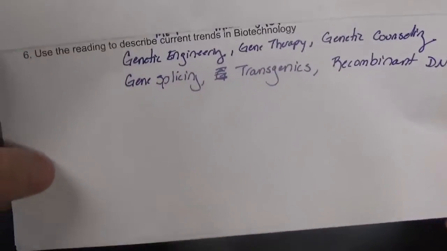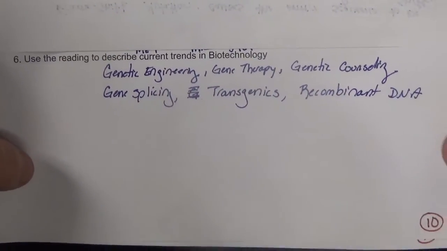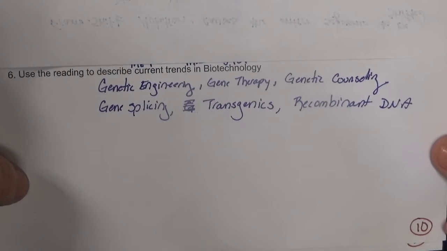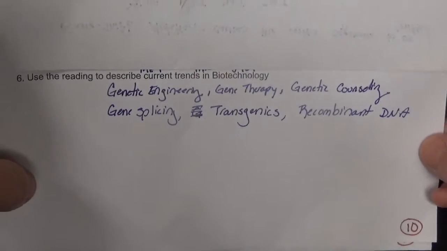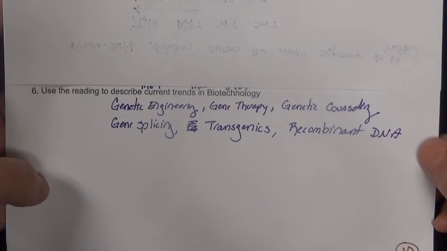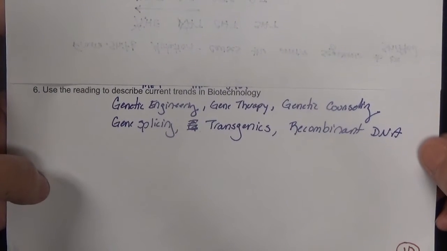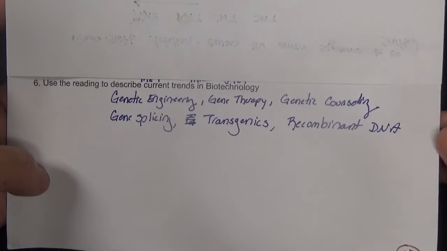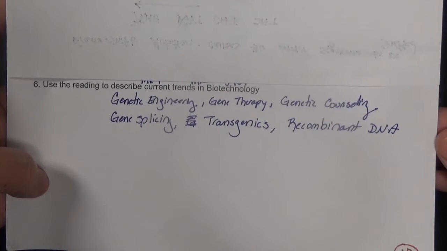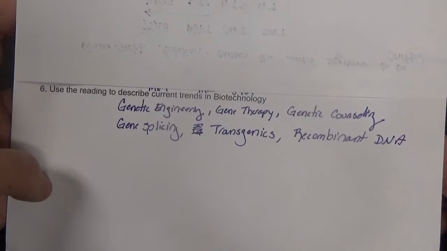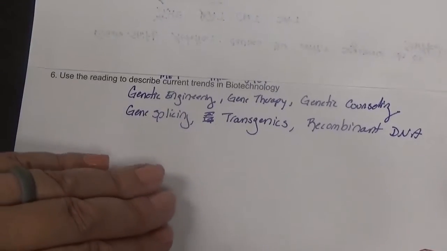Number 6, again, this is just a lot of reading. I want you to go back to the reading packet and use the reading to describe the current trends in biotechnology. Things that you just want to give yourself a little refresher on are genetic engineering, gene therapy, genetic counseling, gene splicing, transgenics, and recombinant DNA. This is any time you manipulate the DNA of an organism, and you change the DNA of an organism to get a desired result in the phenotype. That's biotechnology. That's any of these things on this list.